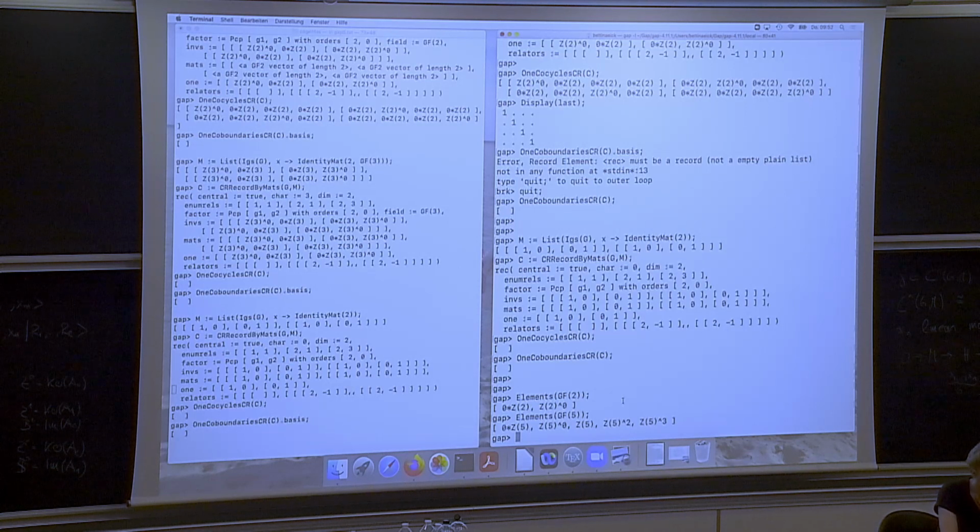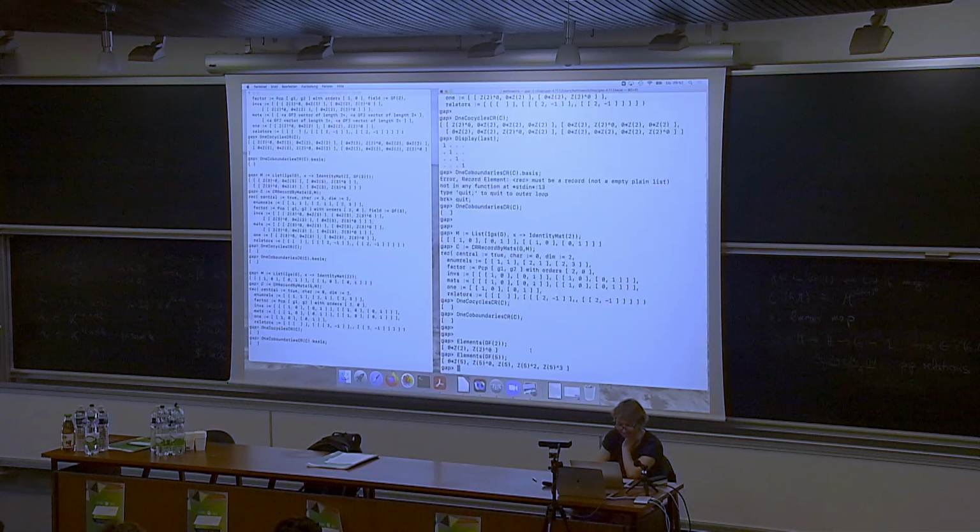Oh, I see. Z5 is the primitive element. I guess Z2 is also the primitive element, so Z2 is also equal to Z2 to the 0. Yes, if you ask for Z2 in GAP, it prints Z2 as 0. Oh, okay. But if you say Z2, it still says Z2. Okay, great. At least that's consistent.